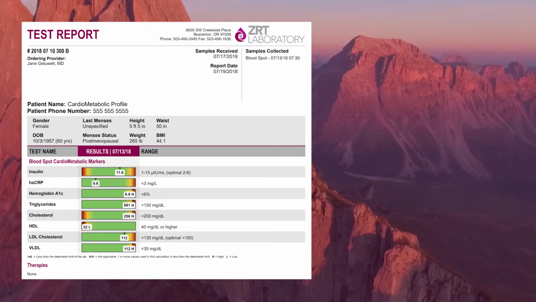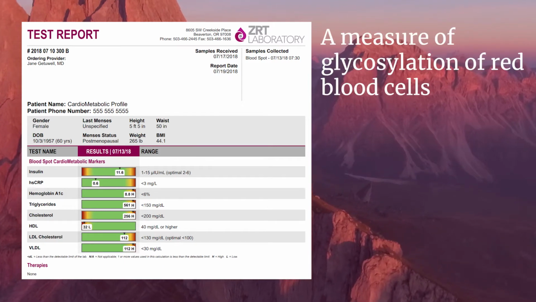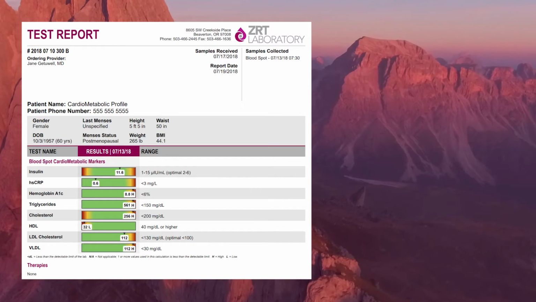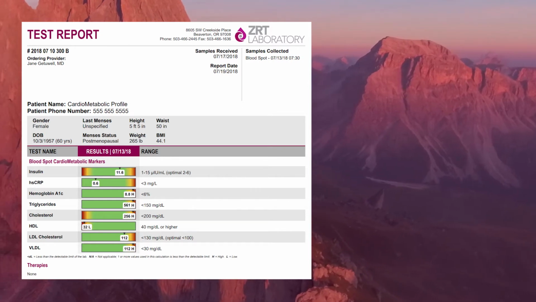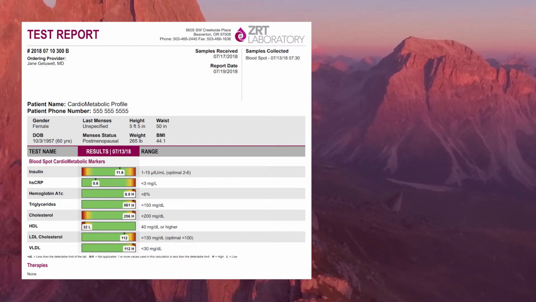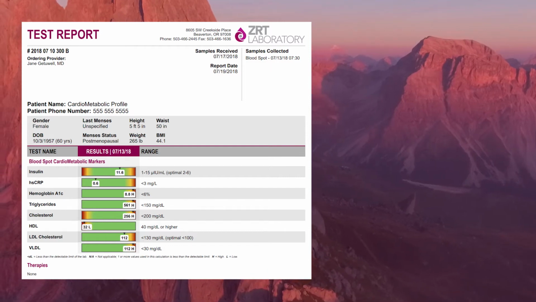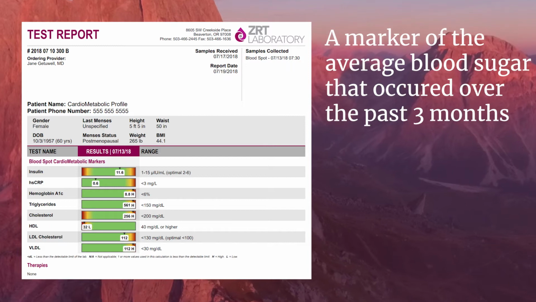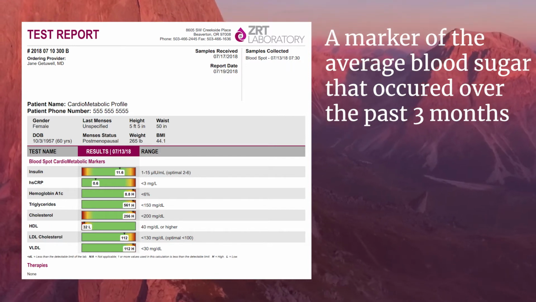Next on our profile is the hemoglobin A1C. This is a measure of glycosylation of red blood cells, so depositing of sugar onto red blood cells. Red blood cells turn over completely about every 3 months. So we consider hemoglobin A1C to be a marker of the average blood sugar that occurred over the past 3 months.